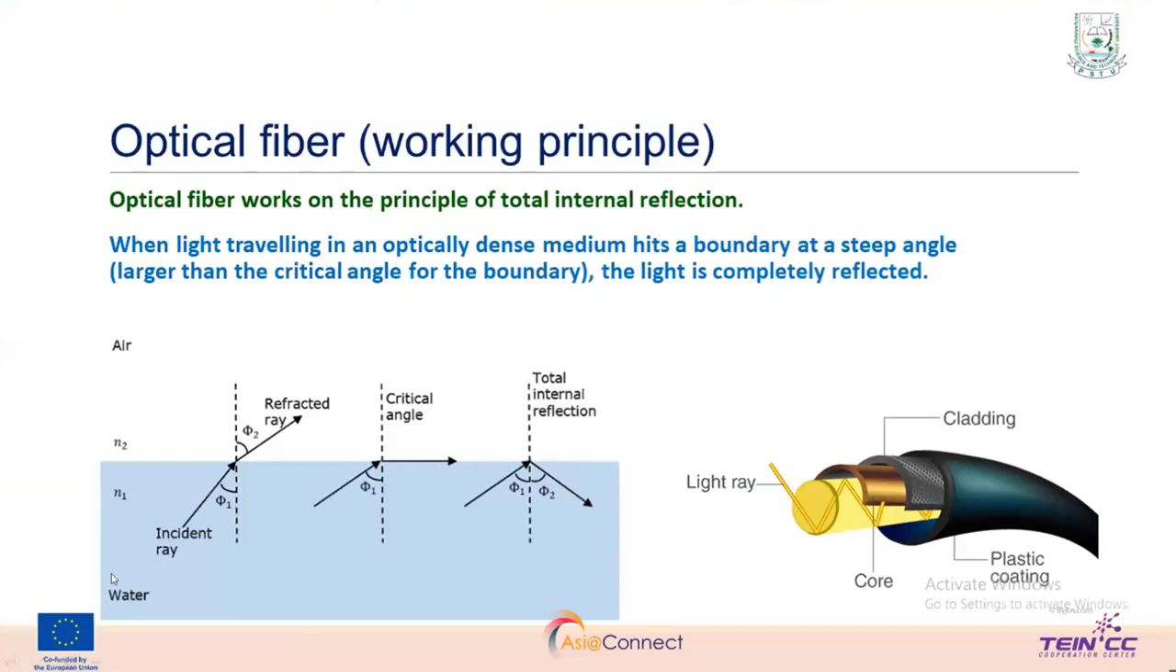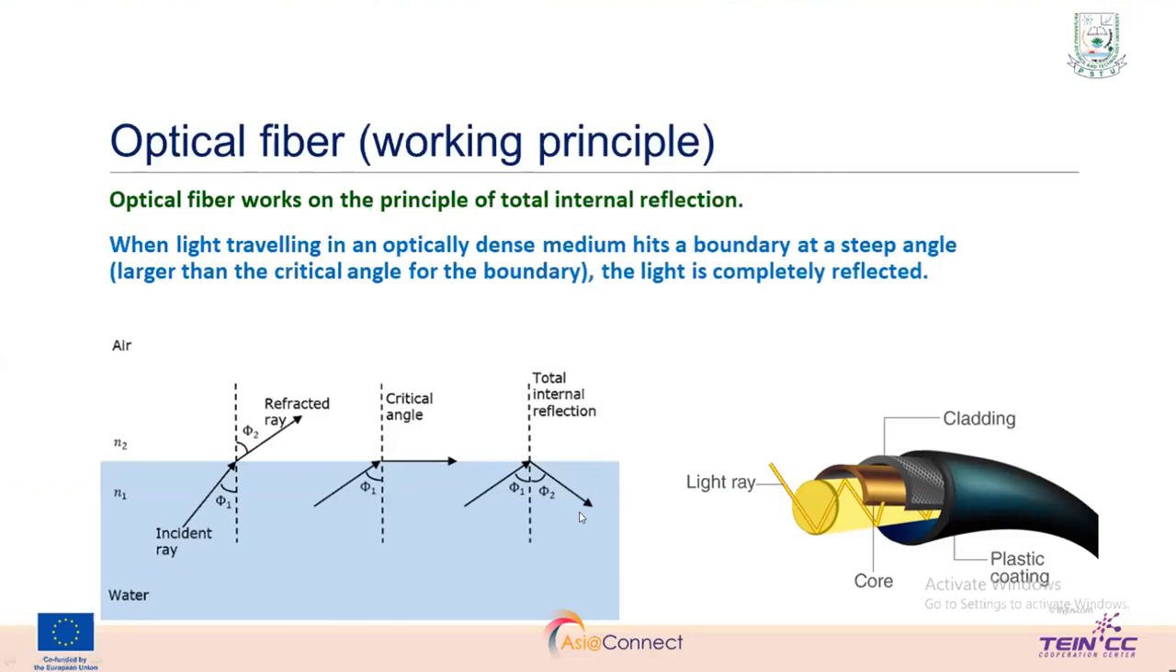a lower dense medium, like from water to air, this is the incident angle and this is the refracted angle in the air or lower dense medium. When the incident angle is larger than the critical angle, the light is completely reflected back to the first medium. This is called total internal reflection.